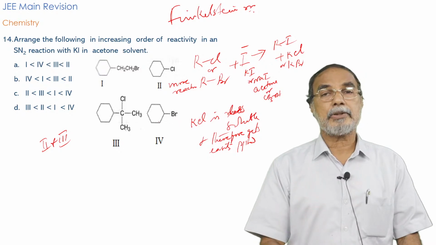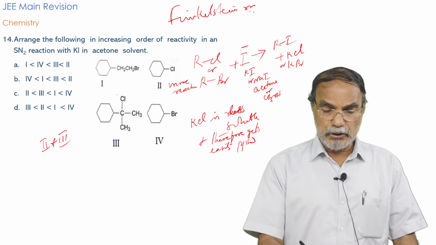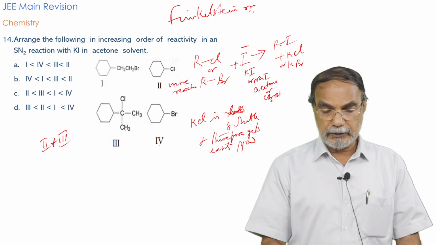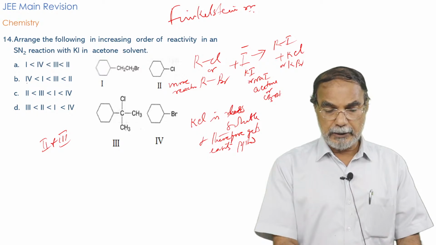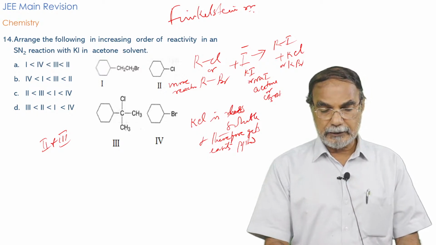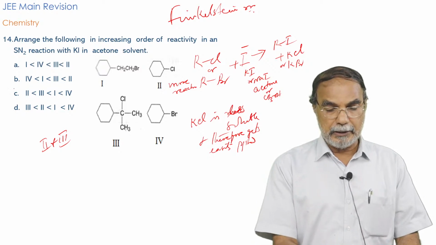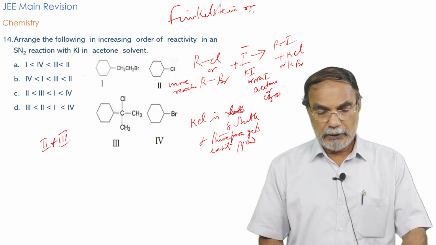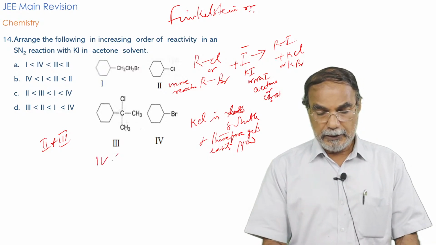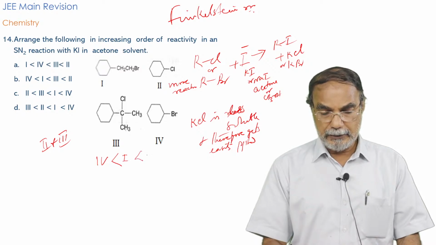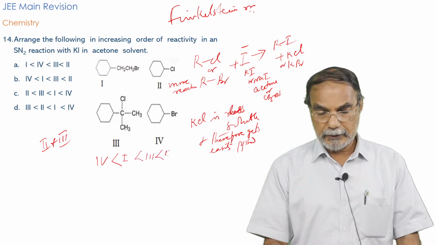The bromine atom is on a ring system. So if these two compounds, 1 and 4, again the compound 1 will be more reactive than 4. So 4 is the least reactive, then comes 1, and then comes 3, and then comes 2. So the correct order of increasing reactivity is 4 less than 1, less than 3, less than 2.